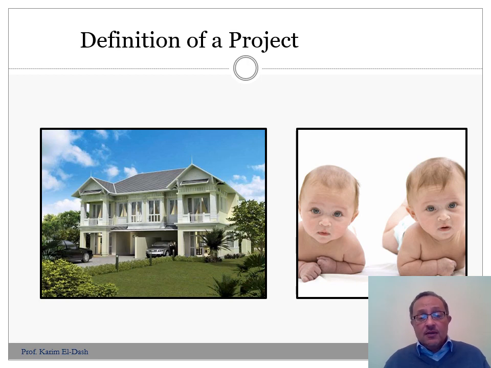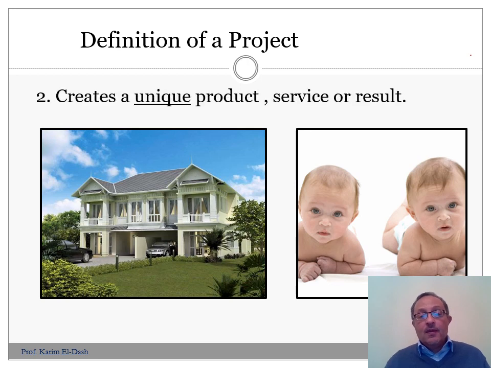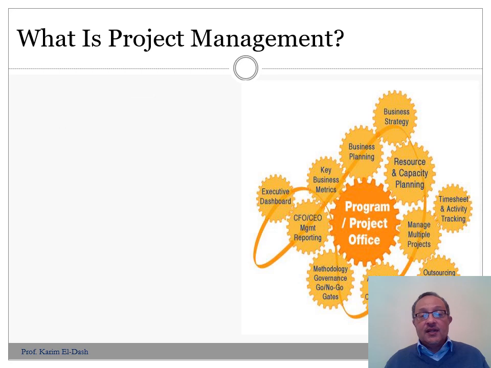So any project that we have is usually different from any other project. That difference might consist of 90% of the items or components of the project, might consist of 5%, 1%, but we never have two identical projects. We always have some difference from any other project that we got. A project creates a unique product, service, or result.